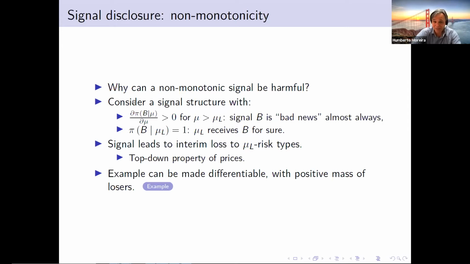When you don't have a monotonic signal, you can show with extreme examples that the welfare analysis goes in the other direction, at least for the very low risk types, right? So you show that for the low risk type, if you disclose a non-monotonic signal, that can be harmful for low risk types in the population, right?